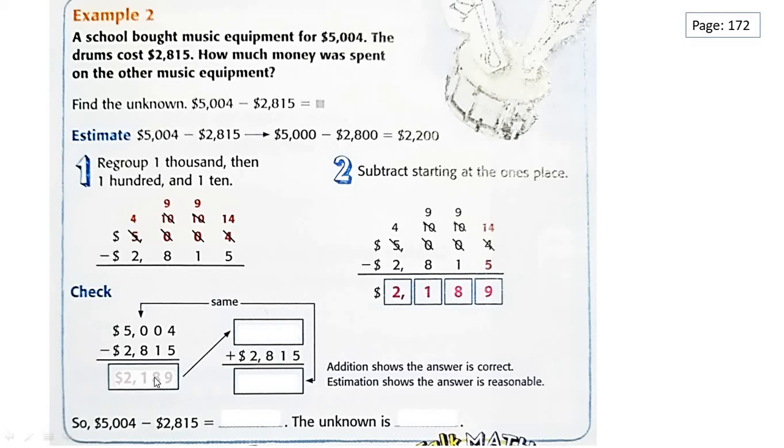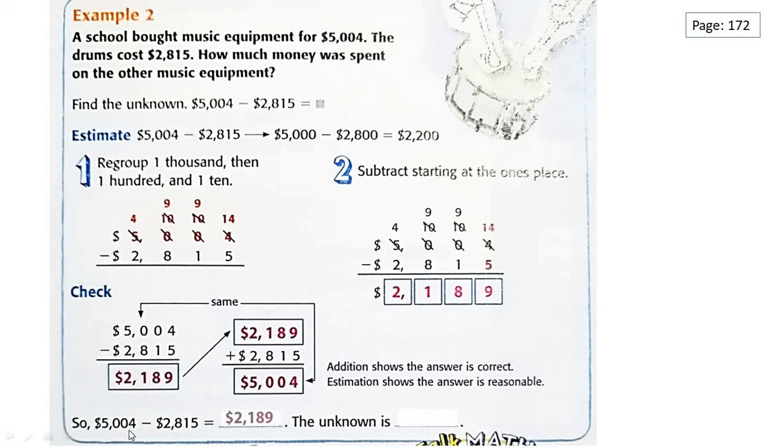Again, we have to check if our answer is correct or not. We will add these two numbers, the difference with the smallest number, and we have to get this number. Let's see. If we add 2,189 plus 2,815, we will get 5,004, which is the same as this number. So we know our answer is correct.